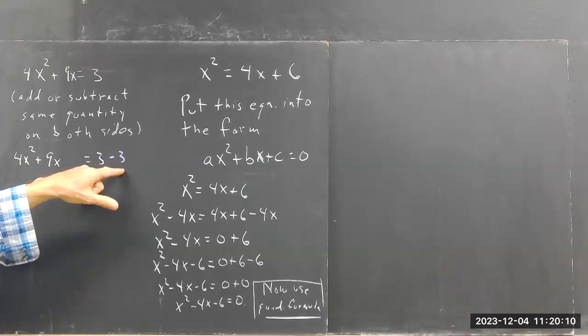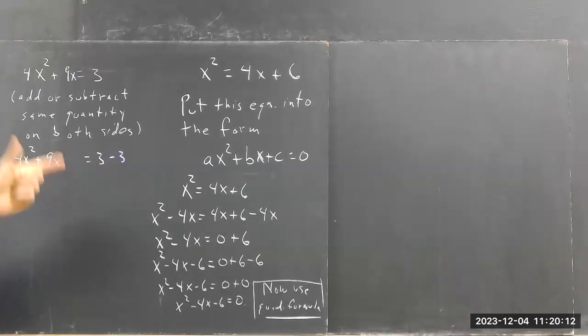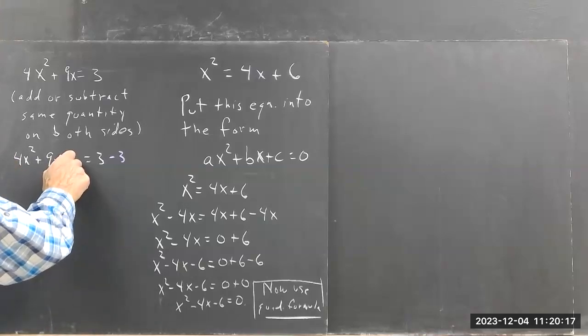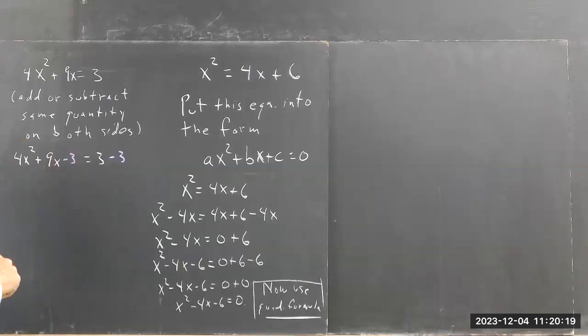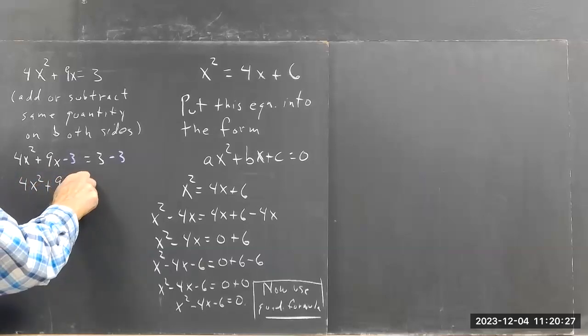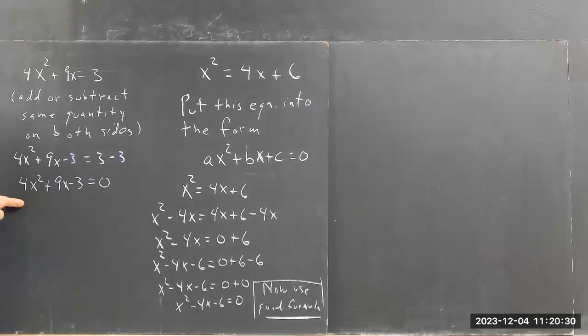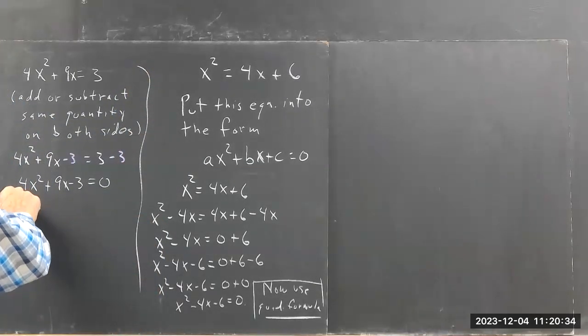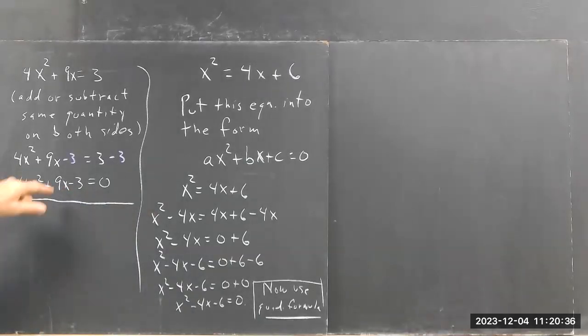Now, of course, if we subtract 3 on this side and not this side, the equation is no longer equivalent. It's not balanced anymore. We've got to subtract 3 from this side as well. When we do that, we get 4x squared plus 9x minus 3 is equal to 0. And then we can use the quadratic formula. Okay, let's do another one.